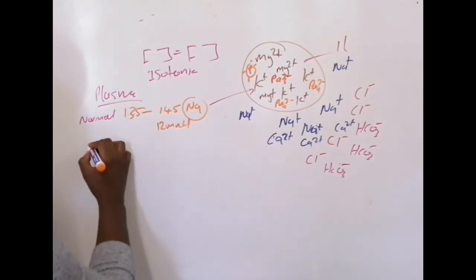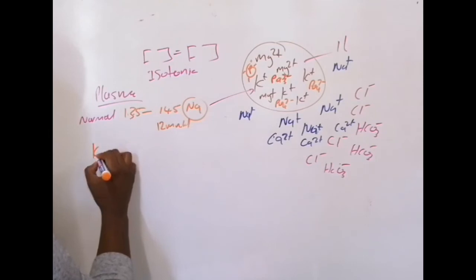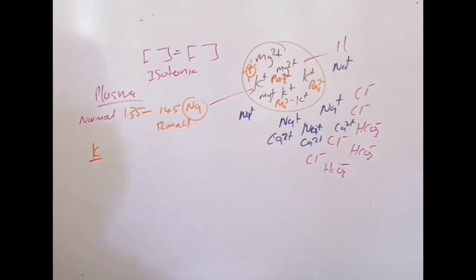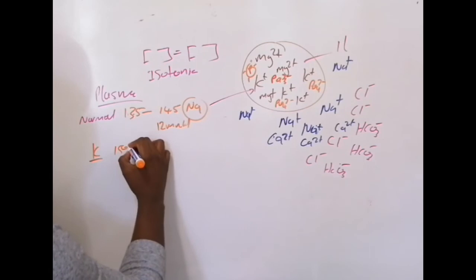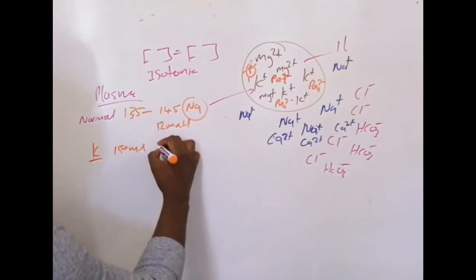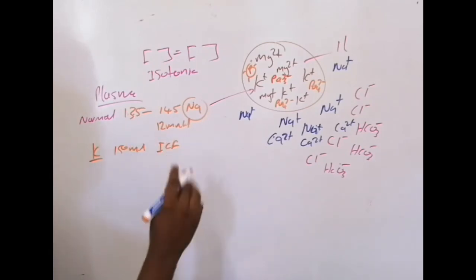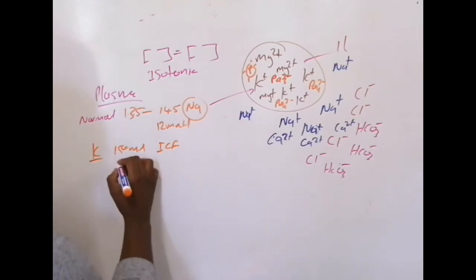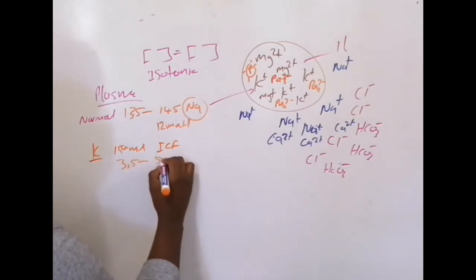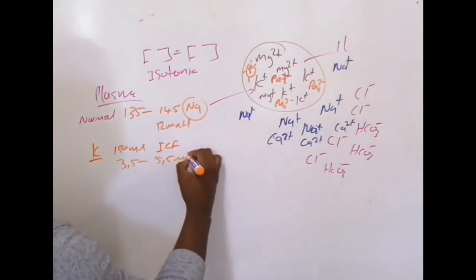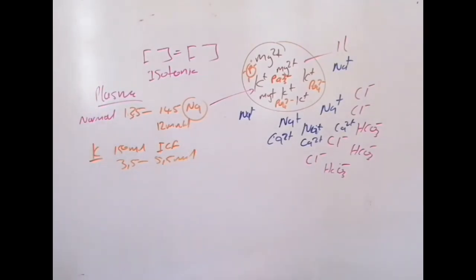If you talk about potassium, it is about 150 millimoles inside the cell. But outside, if you take a blood test, it's about 3.5 to 5.5 millimoles. So now it tells you that we do have potassium outside the cells in the extracellular fluid, but it's not a lot. You don't want it to be a lot.